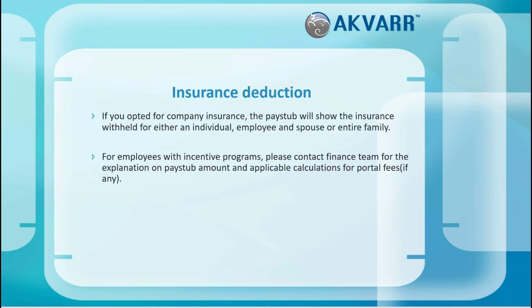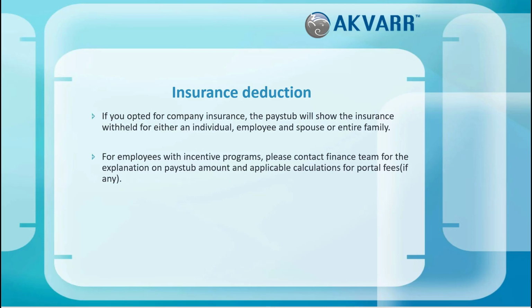Insurance deduction. If you've opted for company insurance, the pay stub will show the amount of insurance deduction that has been withheld by the company. It may be an individual amount, or employee and spouse, or employee and child, depending on the plans they have, or the entire family. So the plans for the insurance are usually employee only, employee and spouse, employee and child, and entire family.